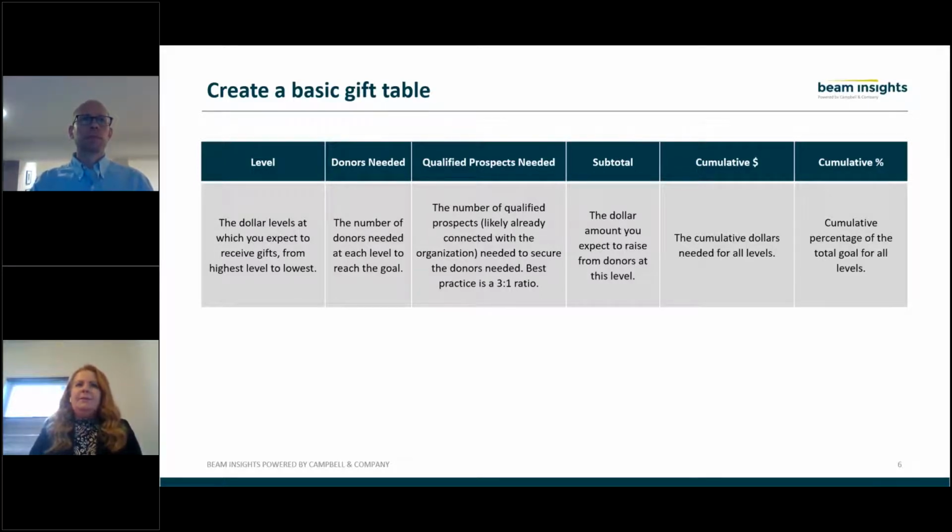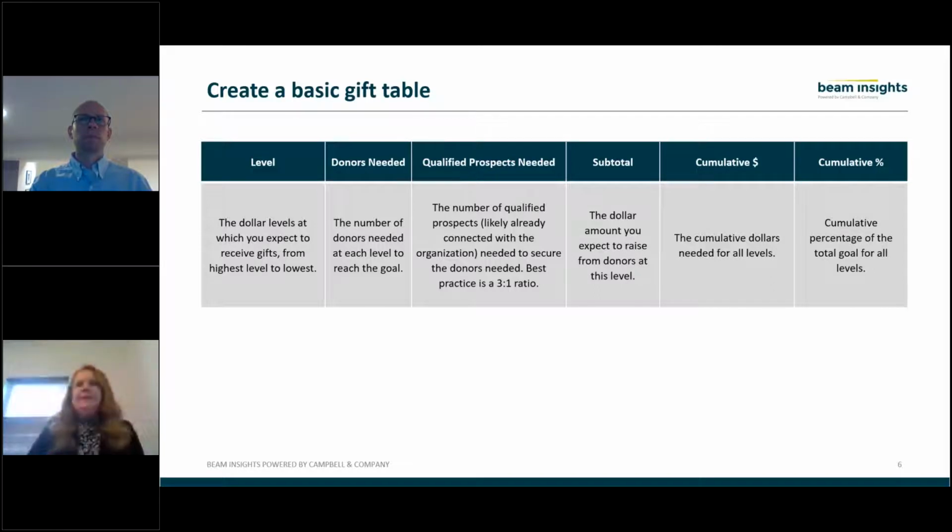And then you'll see the gift table has some math involved, some formulas where you'll have the subtotal of each level, the gifts needed, the cumulative total, so adding up all of the levels before it, and the cumulative percentage, so you can see sort of at the $100,000 level, for example, what is the percentage of gifts that are going to come in at that level and above.